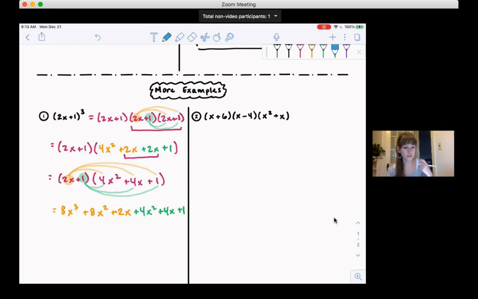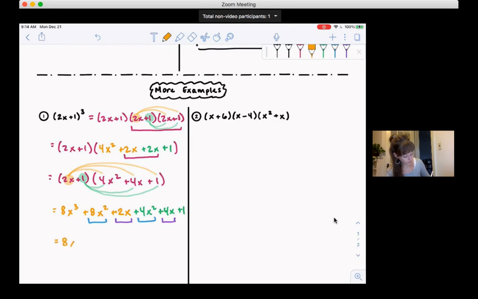So we're looking for same variable, same exponent. I don't have any other x to the thirds, but I do have two different x squared terms, 8x squared and 4x squared. And then I have two different x terms, 2x and 4x. So let's put it together.